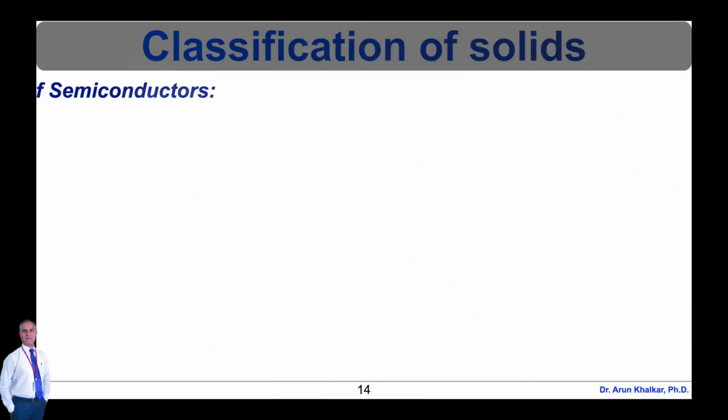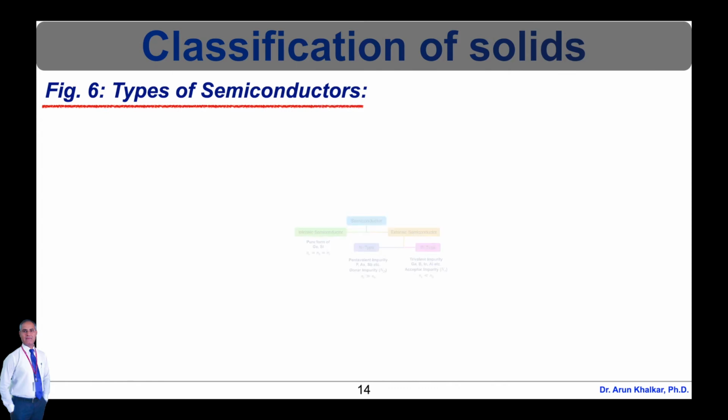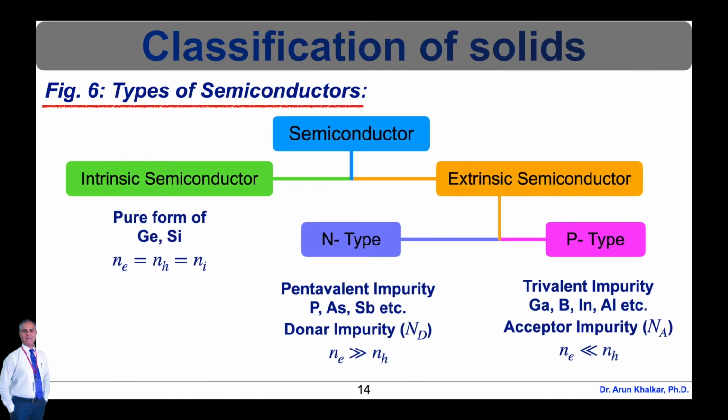The classification of solids based on the conductivity or the resistivity and the doping impurity is shown in this diagram. Here the semiconductor classification is shown. Semiconductors are typically classified into two groups. First is intrinsic semiconductor and second is extrinsic semiconductor. Intrinsic semiconductors are called pure semiconductors, for example germanium and silicon, in which the number of electrons is equal to the number of holes, that is ni, the intrinsic charge carriers.